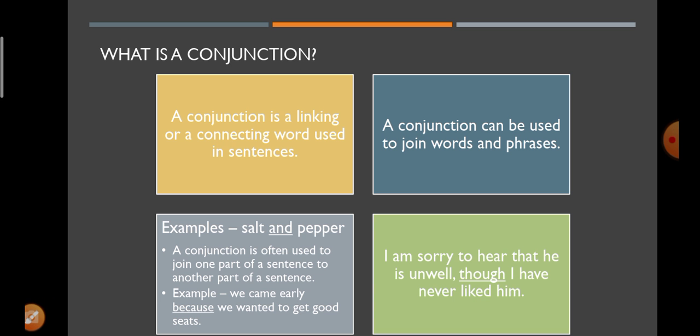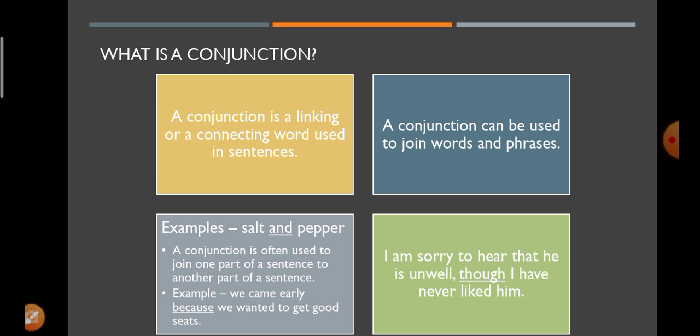Now, conjunctions are used to join one part of a sentence, which you can say is a clause, to another part of the sentence. So, it is used to join words and phrases. For example, salt and pepper. Salt is joined with the word pepper. Both are related or linked with each other. So, that is connecting one part of a sentence to another part of the sentence.